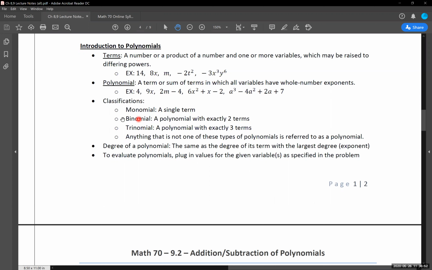A binomial is a polynomial with exactly 2 terms. So that could be 2m minus 4. It could be x plus 1, a minus 13, but it only has 2 terms in it. And then a trinomial is just an expansion on the binomial. It's a polynomial with exactly 3 terms. So that could be 6x squared plus x minus 2. This whole thing could be classified as a trinomial.